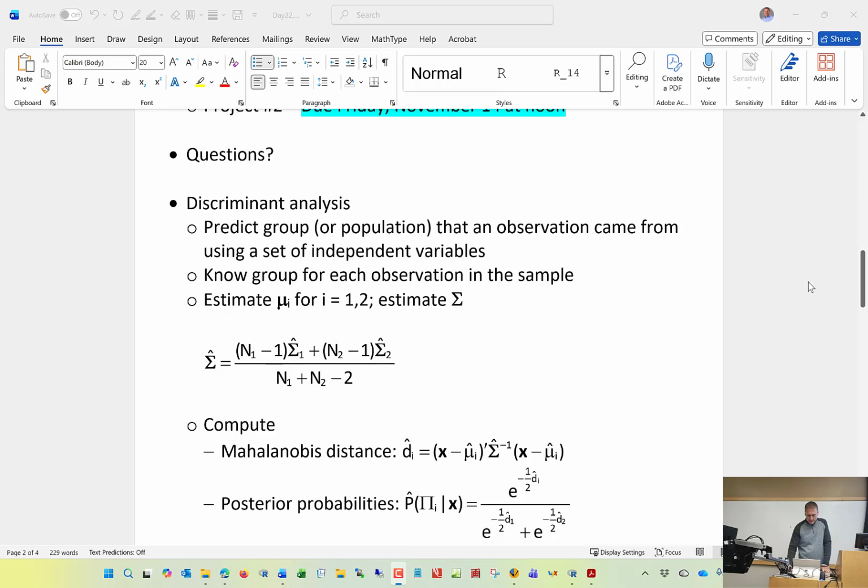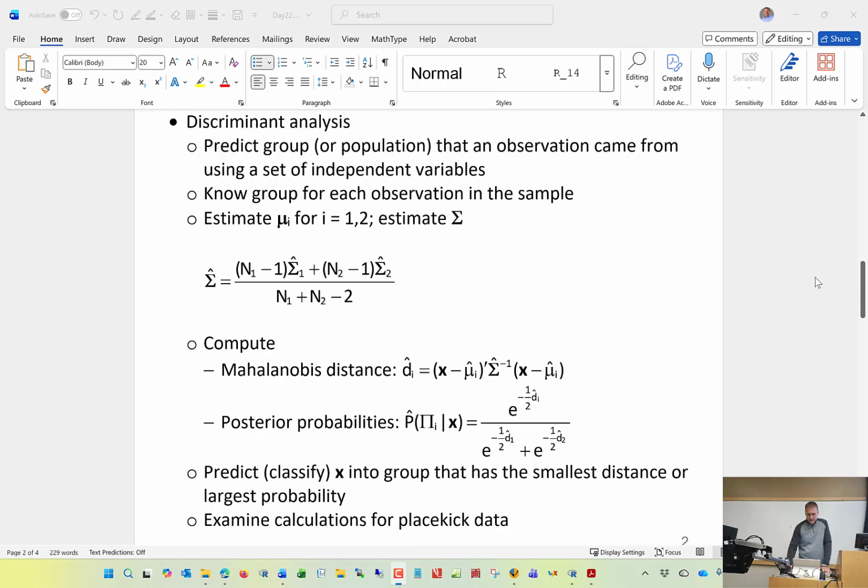Okay. So let's just review a little bit. So discriminant analysis is one of many different techniques, where not one technique is always going to be better, used to try to predict an observation's group. Or you can think of it another way, what population did a particular observation come from? And we use a set of independent or explanatory variables to help us make this judgment.